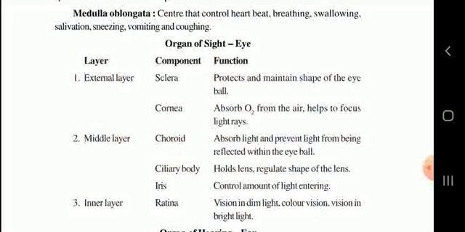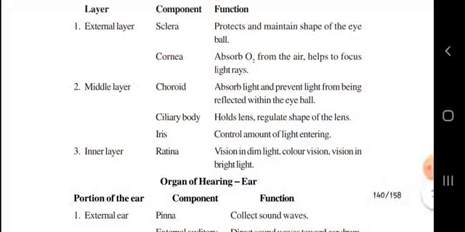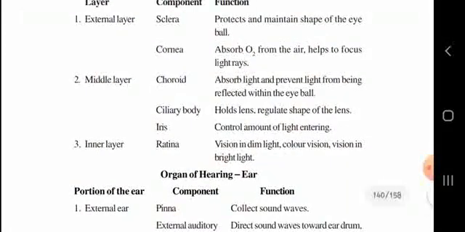Next, organs of sight, the eye. In that, the cornea absorbs O2 from the air, and the middle layer has the choroid, that absorbs light and prevents reflection. And next, ciliary body, that holds the lens, regulating the shape of the lens. And the inner layer, retina, that is the vision, that you see.